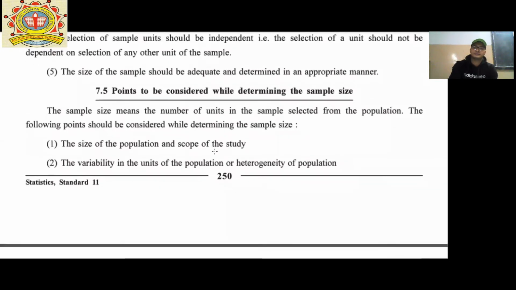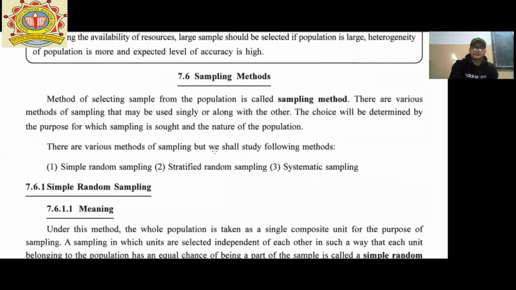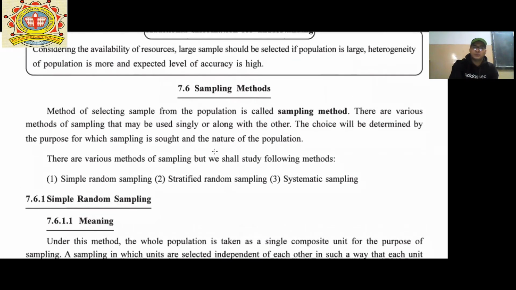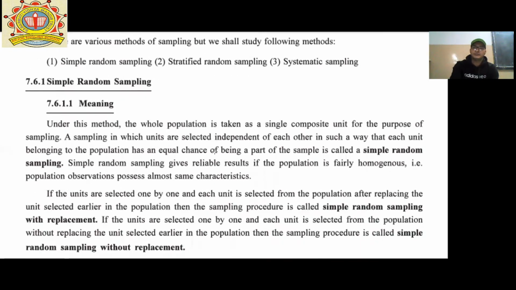Next, sampling methods. So here, what are the sampling methods? There are three sampling methods. Number one, simple random sampling. Second, stratified random sampling. Third one, systematic sampling. The first one that I have considered is simple random sampling. So what is simple random sampling?